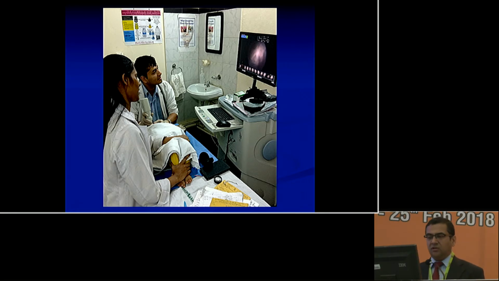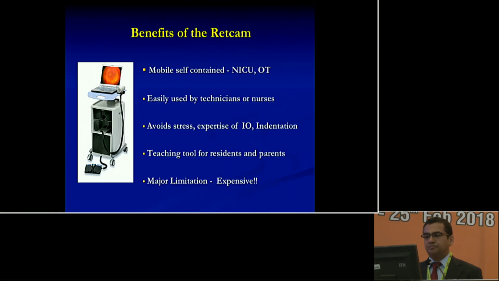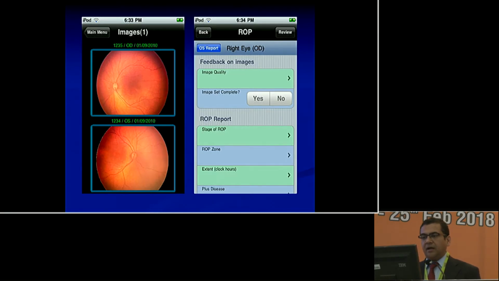And it's very easy to screen through this, but it doesn't give the 3D picture which is provided by the indirect ophthalmoscope. It's a mobile self-contained system, useful in the ICU, can be easily used by technicians or nurses, avoids the stress and expertise of indirect ophthalmoscopy, and is a useful teaching tool for residents and parents. But the major limitation is that it's very expensive right now, and probably more indigenous models will come in which will make it cheaper.